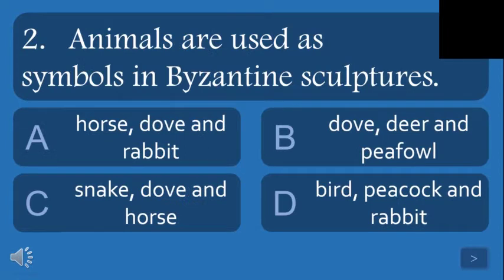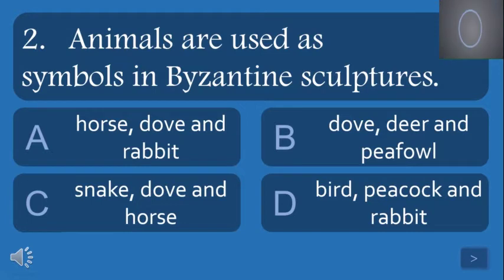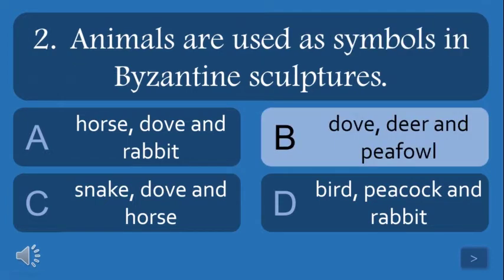2. Animals are used as symbols in Byzantine sculptures. A. Horse, dove, and rabbit. B. Dove, deer, and peafowl. C. Snake, dove, and horse. D. Bird, peacock, and rabbit. If your answer is letter B, dove, deer and peafowl, correct.